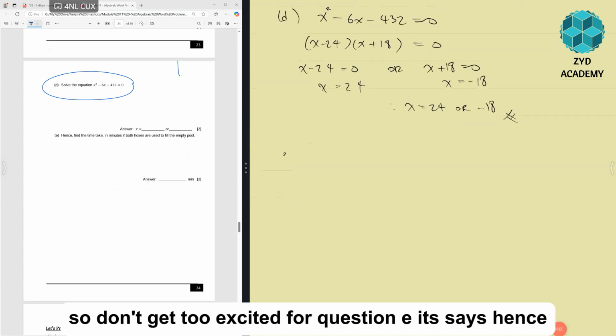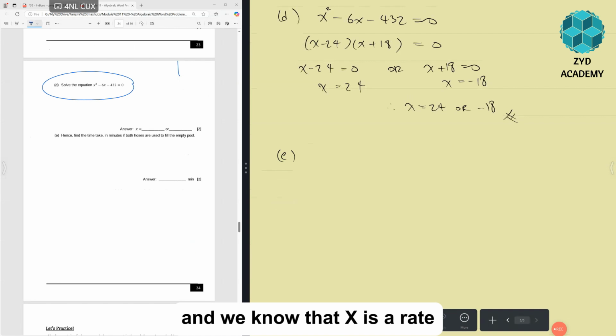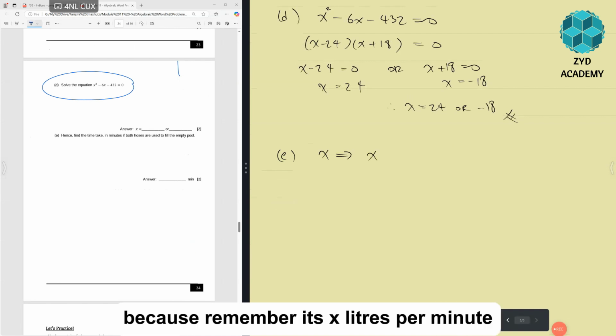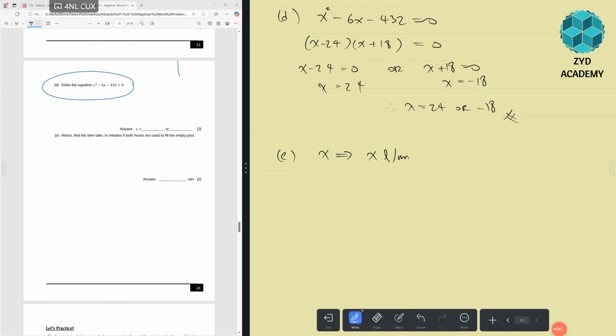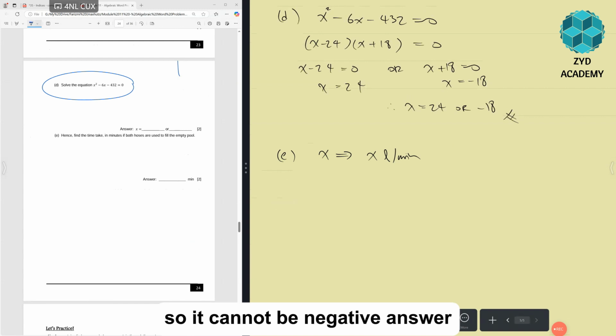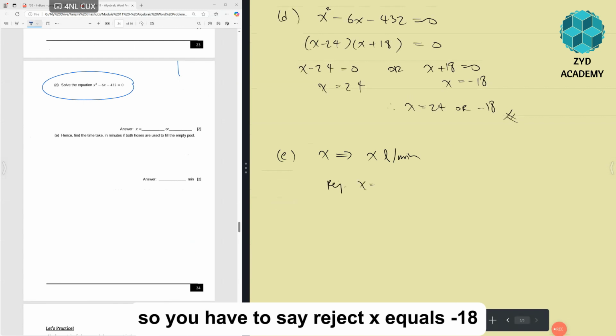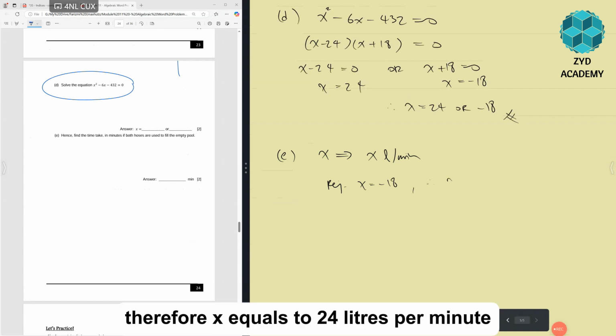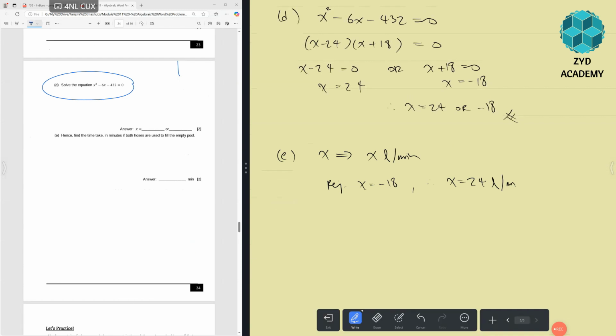But for question E, it says hence. And we know that x is a rate because remember, it's x liters per minute, and they are contributing water into the pool. So it cannot be a negative answer. So you have to say reject x equals negative 18. Therefore, x equals 24 liters per minute.